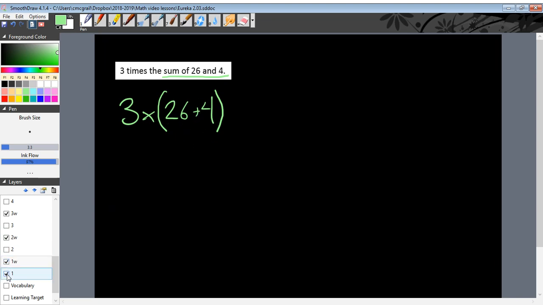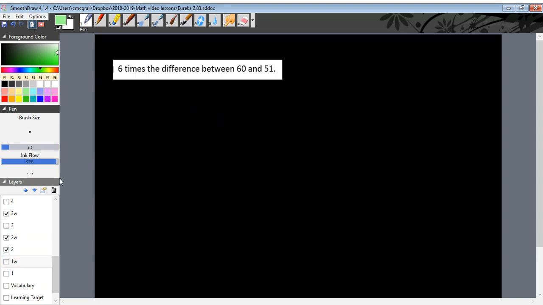Let's take a look at one more. It says 6 times the difference between 60 and 51. How is this problem going to start? This problem is going to start with 6 times. And now it's saying 6 times the difference between 60 and 51. So the difference, if you remember, is the answer to a subtraction problem. So it's going to be 6 times the difference between 60 minus 51.